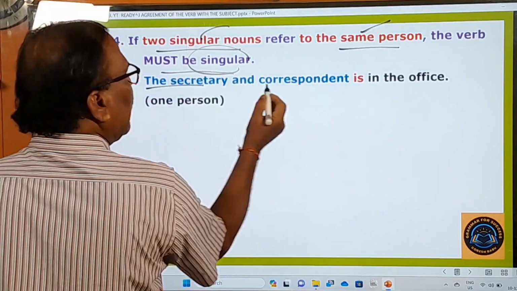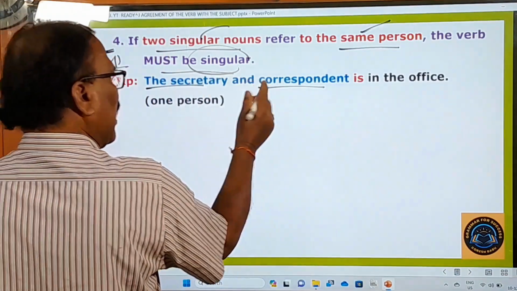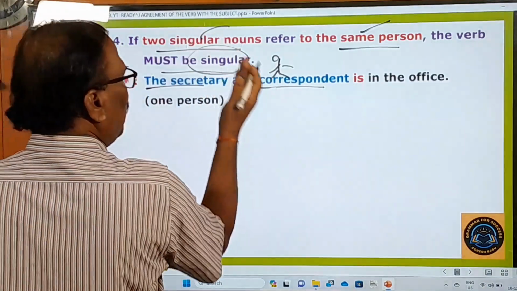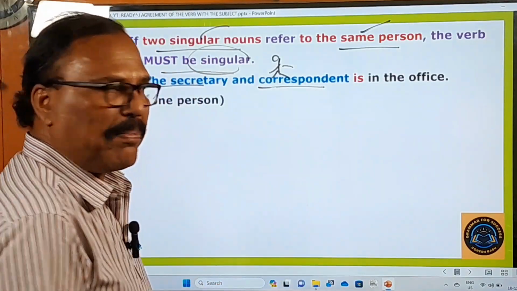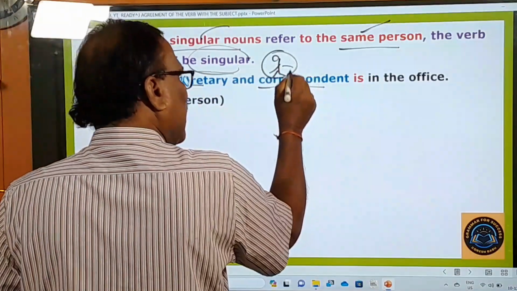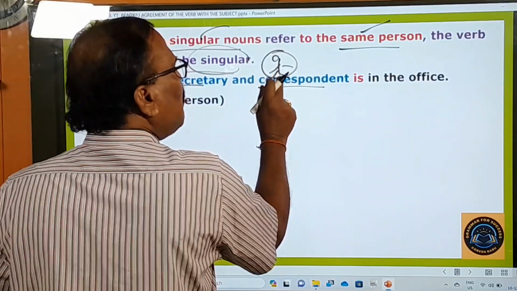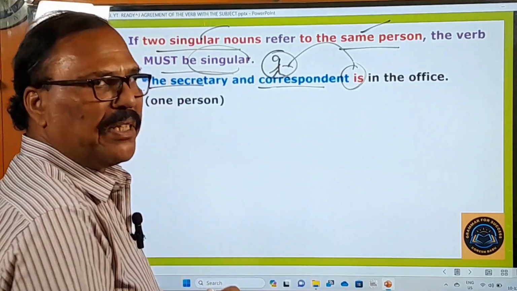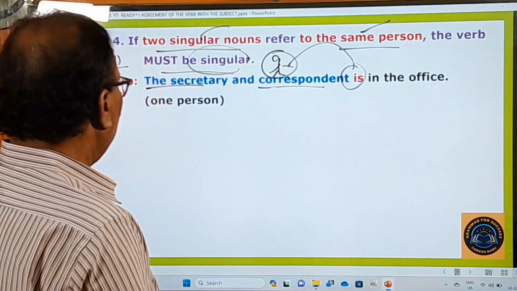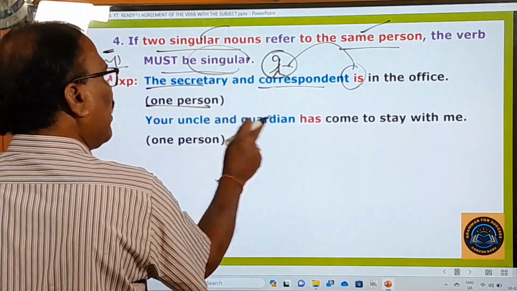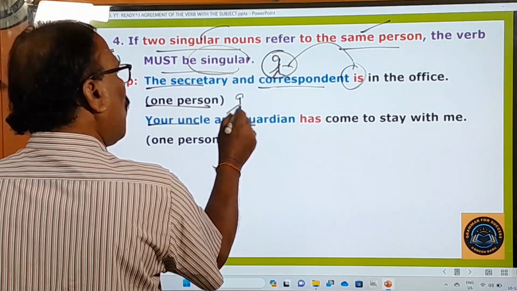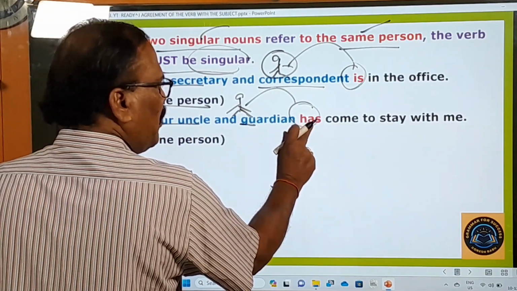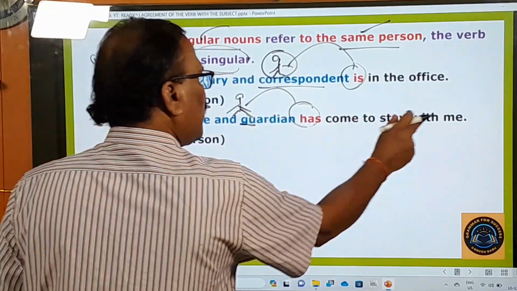The secretary and correspondent: they are not different persons. The secretary is not a separate person, the correspondent is not a separate person. He is the secretary, he is the correspondent. That means only one person. One person means singular. After a singular subject, what should be there? A singular verb, a singular helping verb must be there, right? Your uncle and guardian: this is only one person. One person means a singular subject, and a singular subject means a singular helping verb or verb must be used here. So, your uncle and guardian has come to stay with me, right?